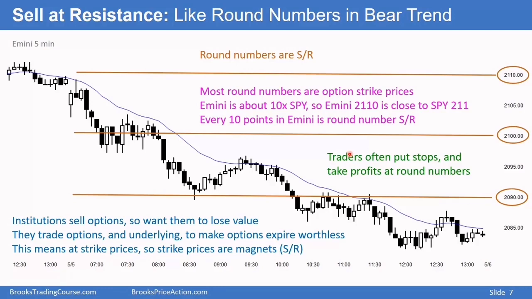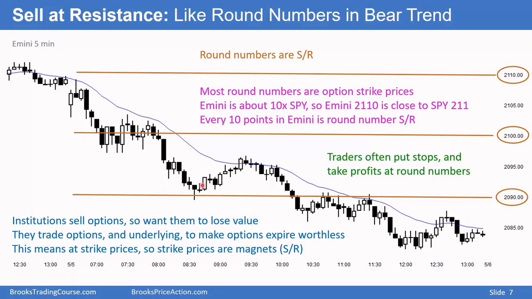The strike prices are magnets. If they can get the Spider to expire exactly at certain strike prices, they have a better chance of having the options, the puts and calls at that strike, expire worthless. So the institutions will be placing trades in every market, futures, stocks, anything they possibly can trade in, to help options expire worthless at the end of option expiration.